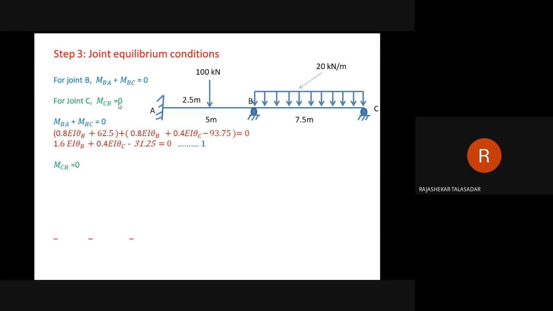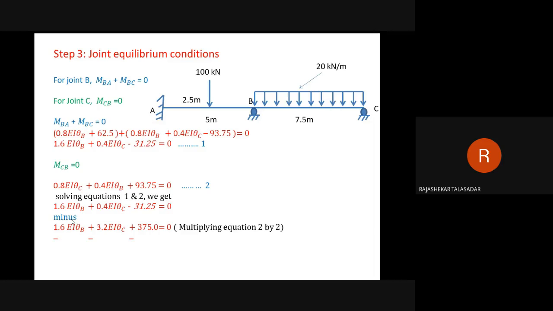MCB equals to 0. Very good. The MCB equation you have already written. What is that? 0.8 EI theta C plus 0.4 EI theta B plus 93.75. Now you have to solve these two equations to get theta B and theta C. The first equation I write as it is: 1.6 EI theta B plus 0.4 EI theta C minus 31.25. Next, for the second equation, I have to make the coefficient of theta B the same.